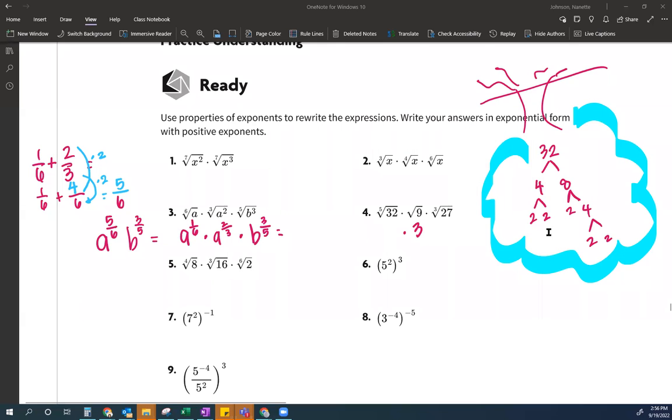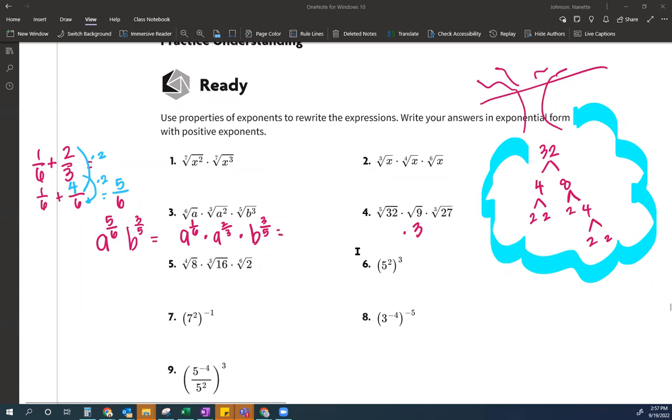2, right? 2, 2, 2, 2, 2. I'm looking for a set of 5, right? A set of 5. Oh, it can be. Thank you. Okay, a set of 5. So 1, 2, 3, 4, 5. Once I have a complete set, I can take that number out of the radical.